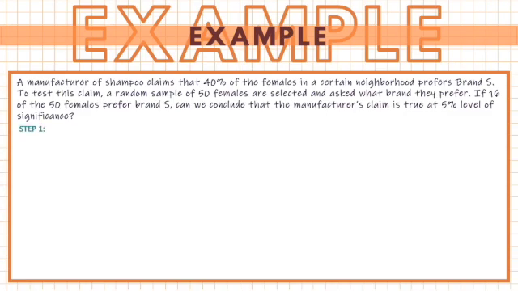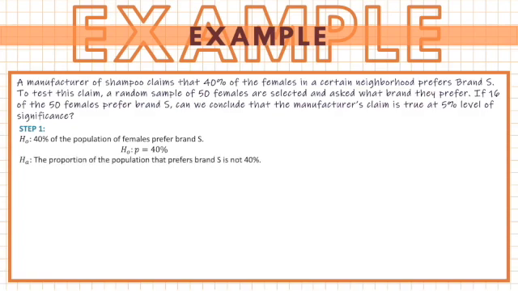starting with step 1, where we identify our null and alternative hypothesis. For this particular scenario, our null hypothesis would be that 40% of the population of females prefer brand S. In symbols, we write this as p equals 40%. While in the alternative hypothesis, we can say that the proportion of the population that prefers brand S is not 40%, since we are only proving if the manufacturer's claim is true or not. Hence, we can write this in symbols as p not equal to 40%.